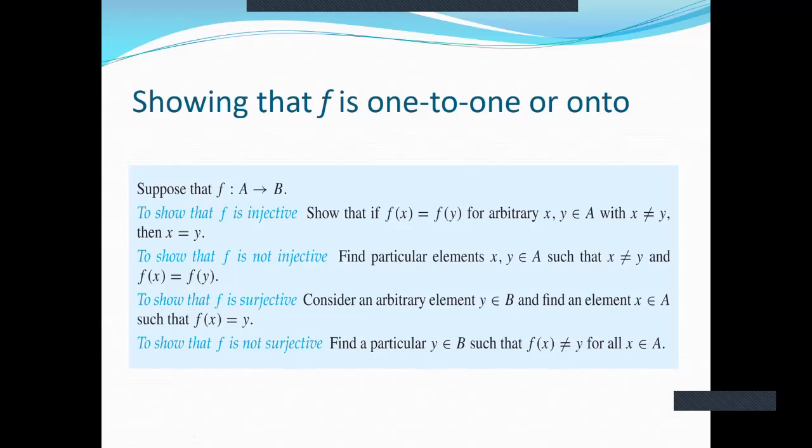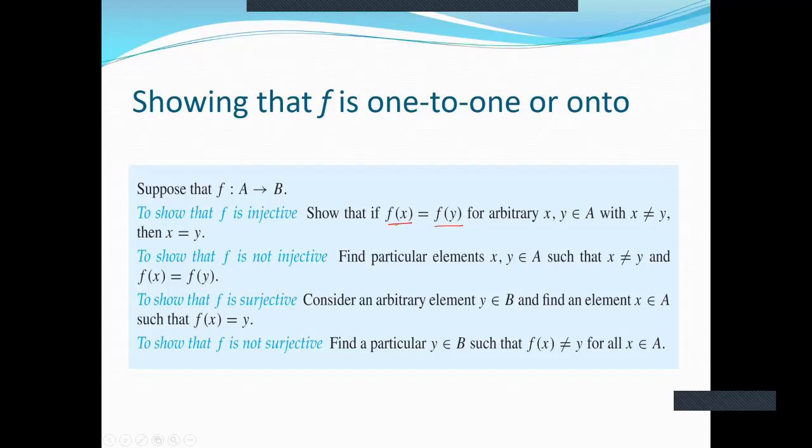If it is injective, show that if f of x is equal to f of y for any arbitrary x and y that belong to A, then x is equal to y. If this is true, then that means this function f is an injective function. What does that mean? It means that if x and y are not equal, then their images cannot be equal.